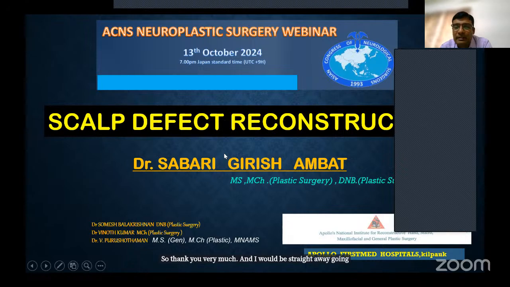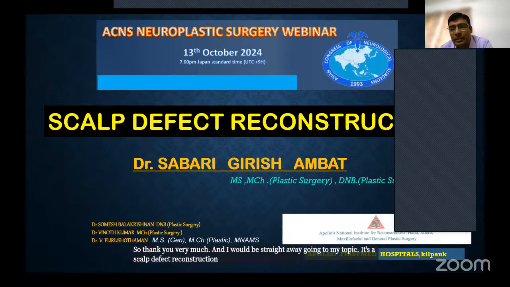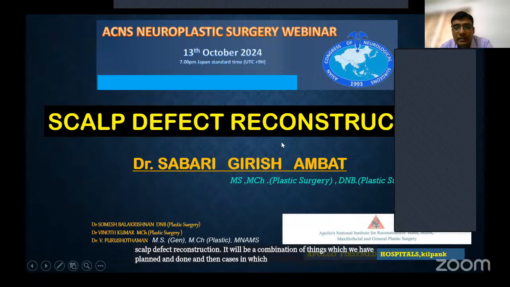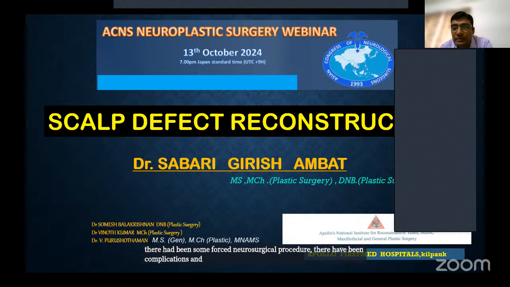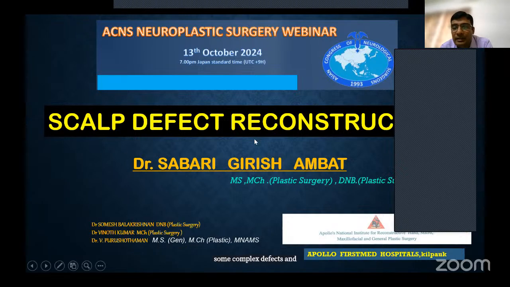It's scalp defect reconstruction. It will be a combination of things which we have planned and done, and cases in which there had been some post neurosurgical procedure. There have been complications and some complex defects and some life-threatening defects which we were able to save. So I'll just run through them.